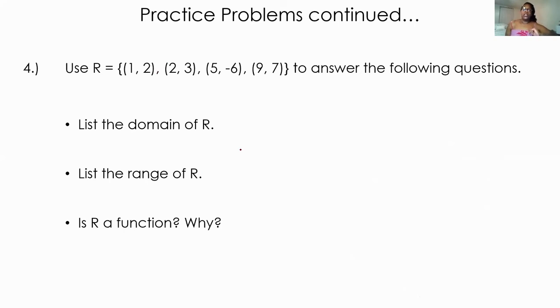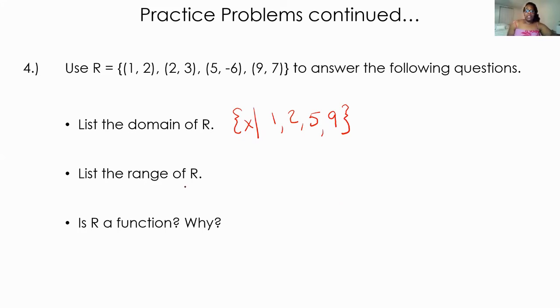So we have (1, 2), (2, 3), (5, -6), and (9, 7). So we're going to answer the following questions. What's my domain? That means we're doing the set of my x's such that, and I list all my x's. So I got my 1, I have 2, I have 5, and I have 9. You're probably saying, well, do we have to put it in algebraic or at least numerical order? It would be nice.